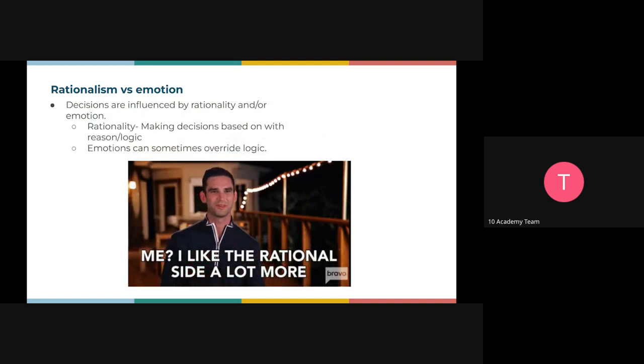So whenever we're faced with a challenge, or when we find ourselves in areas where we have to make decisions, you can either make a decision using rationale, which is basically making a decision based on a certain reason or logic. But sometimes emotions can override logic, especially when your emotions are supercharged. They sometimes can influence you to make not so good decisions. So as we go ahead, we're going to see, even from the different frameworks, that it's really important for you to make decisions based on reason or based on logic.